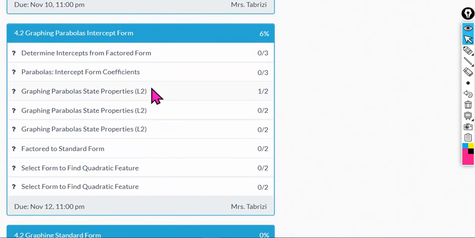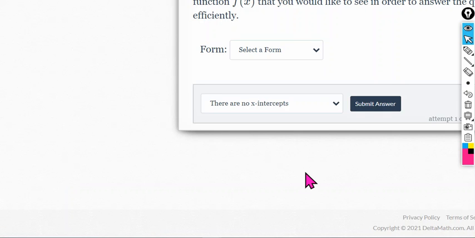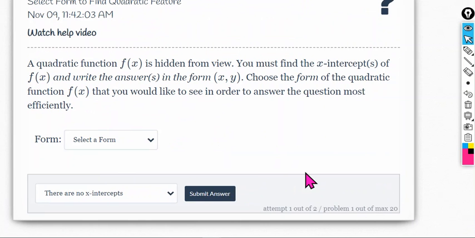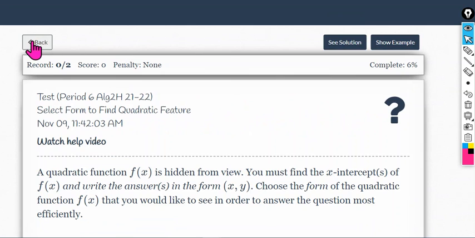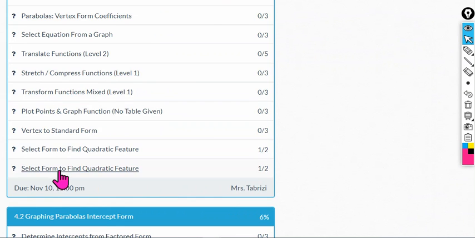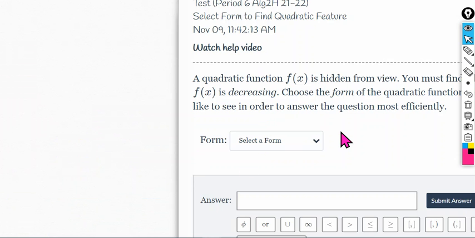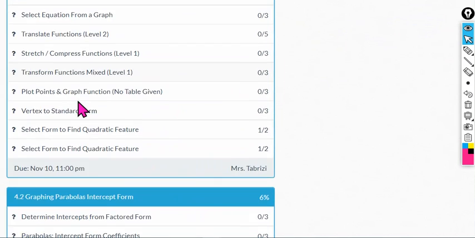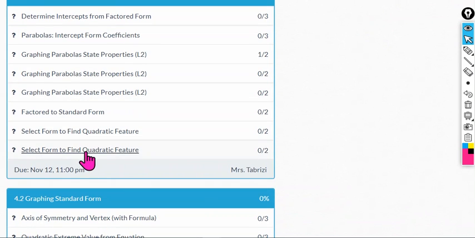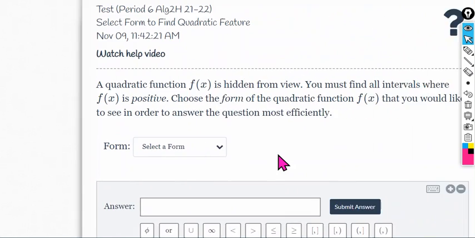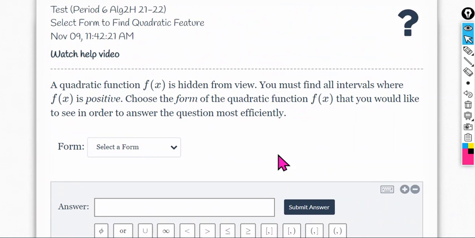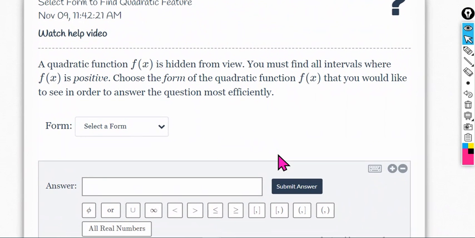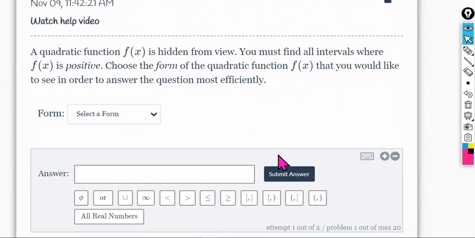Let's do a little bit of, what's this one? Okay. I'm going to go back. I'm going to do this one. Nope, not that one. Down here. I want this one. Okay, guys. Here we go.